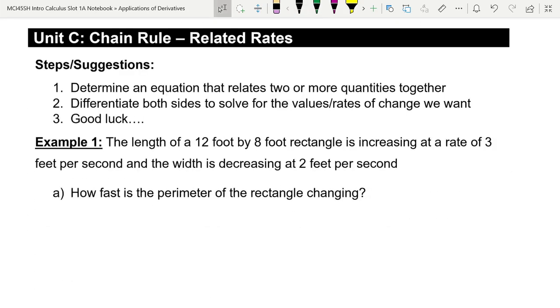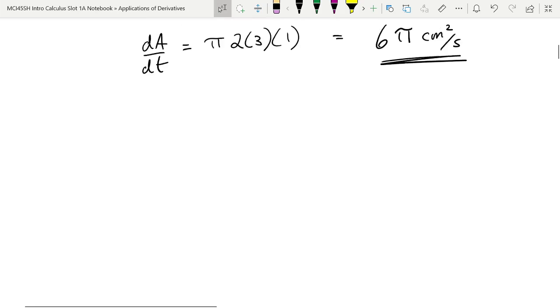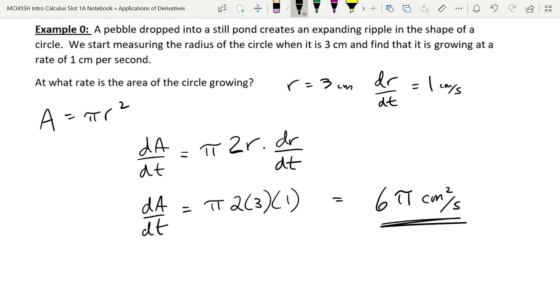You don't have to write so many notes anymore. And the notes kind of start with some suggestions on how to approach these problems. Determine an equation that relates two or more quantities together. In the case of the last example, we related area and radius. Differentiate both sides to solve for the variables or rates of change that we want. Number 3 is good luck. That's nice. Maybe there's one other thing I might add to this. Of course, I like to organize my givens. Notice that I started this problem by making a little list of the information the question gave me.